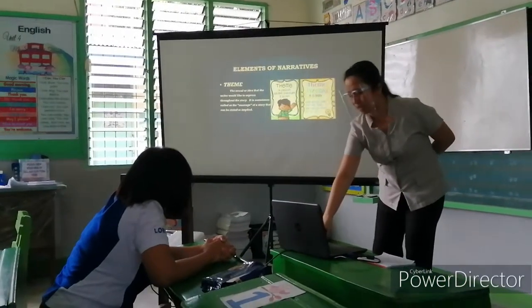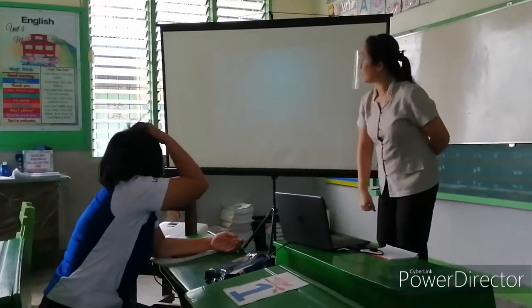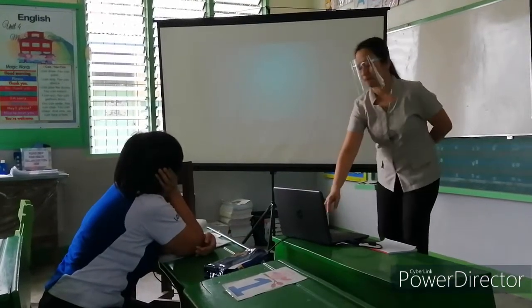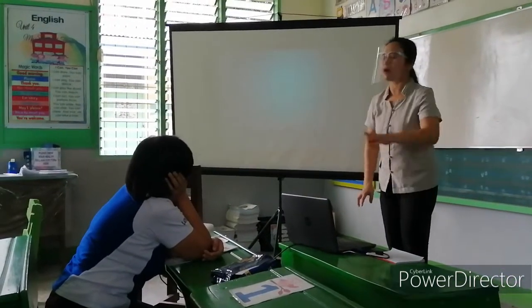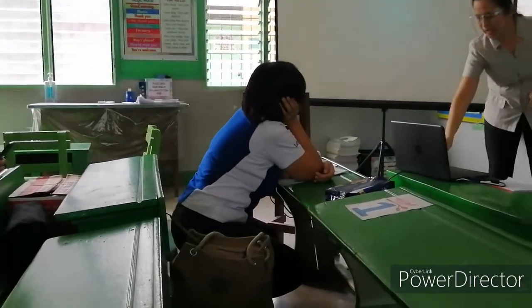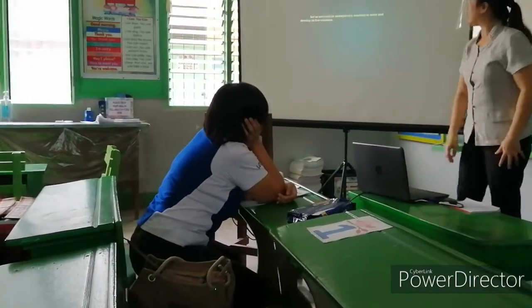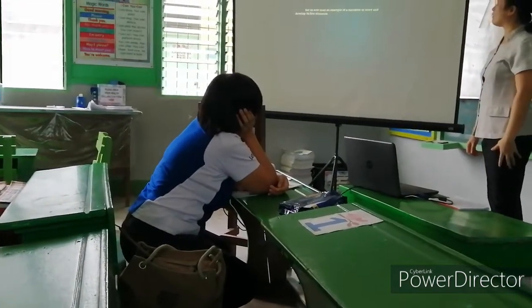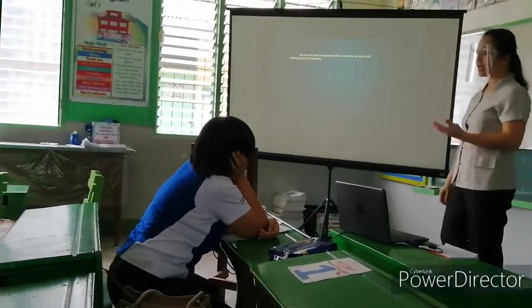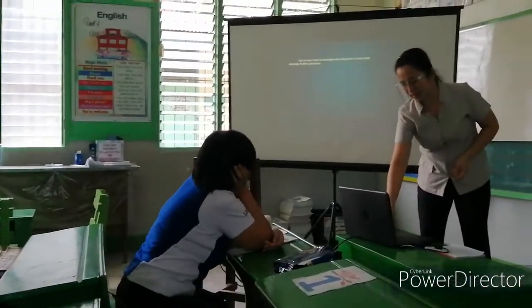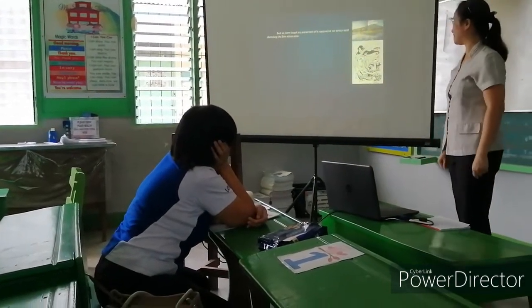Okay. So any question regarding the elements of the story? Okay. So again, what are the five important elements of the story that we have? We have the characters, setting, plot, conflict, and theme. Okay. So now let us read an example of a story, and let us develop its elements. Okay, have you heard the story of Maria Magdalene?